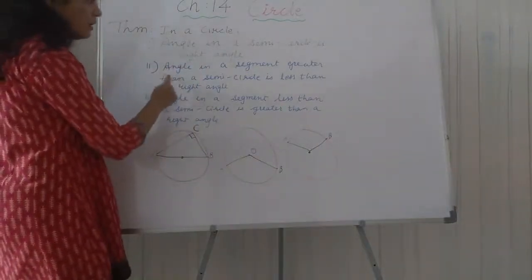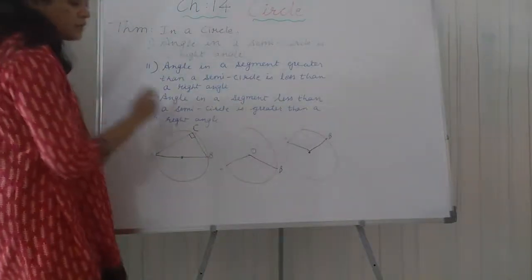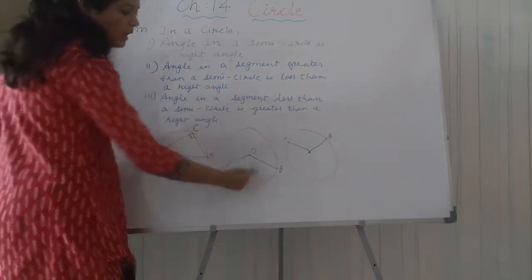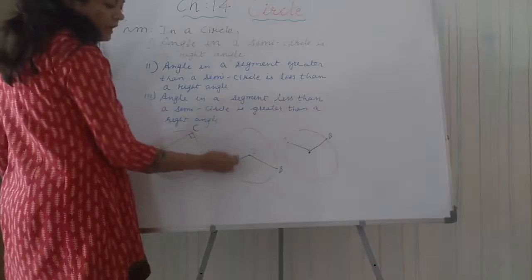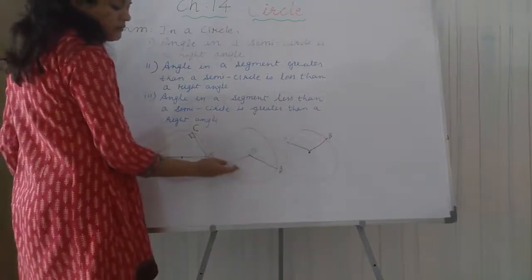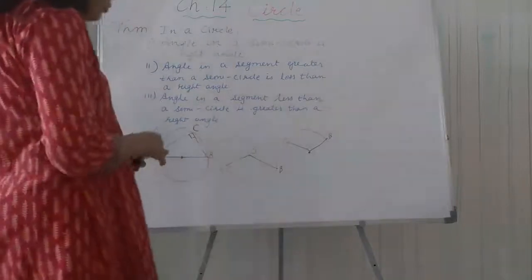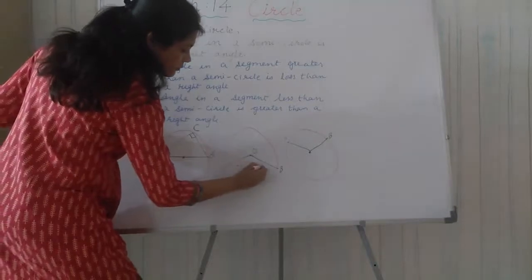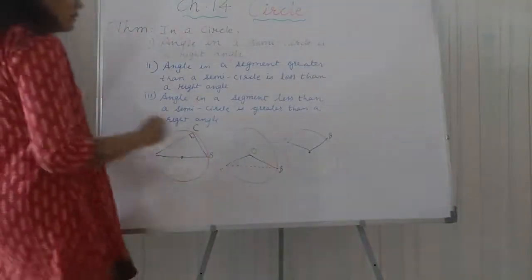Now second is, in a circle, angle in a segment greater than a semicircle. So here you see I have drawn the center O, and A and B, two points, which are forming a segment here, and I have drawn one angle also here. This AB is forming a segment. I can show you with the dotted line here, everyone. So this is the greater segment.